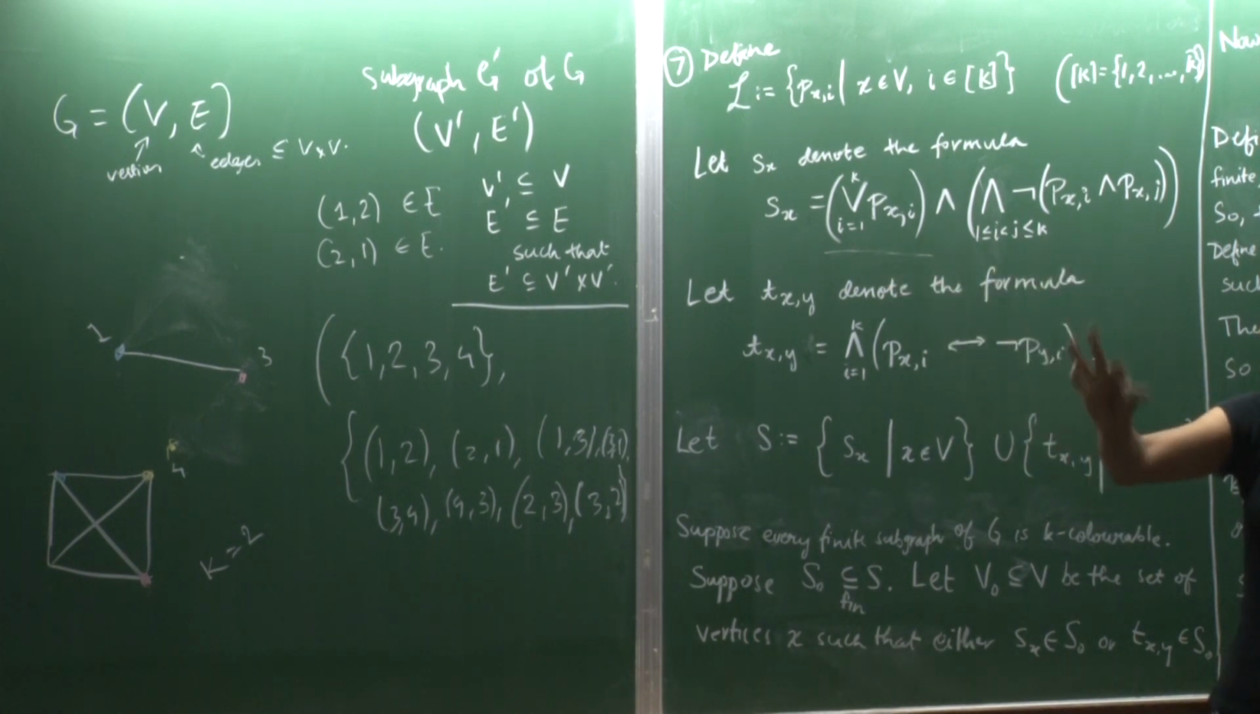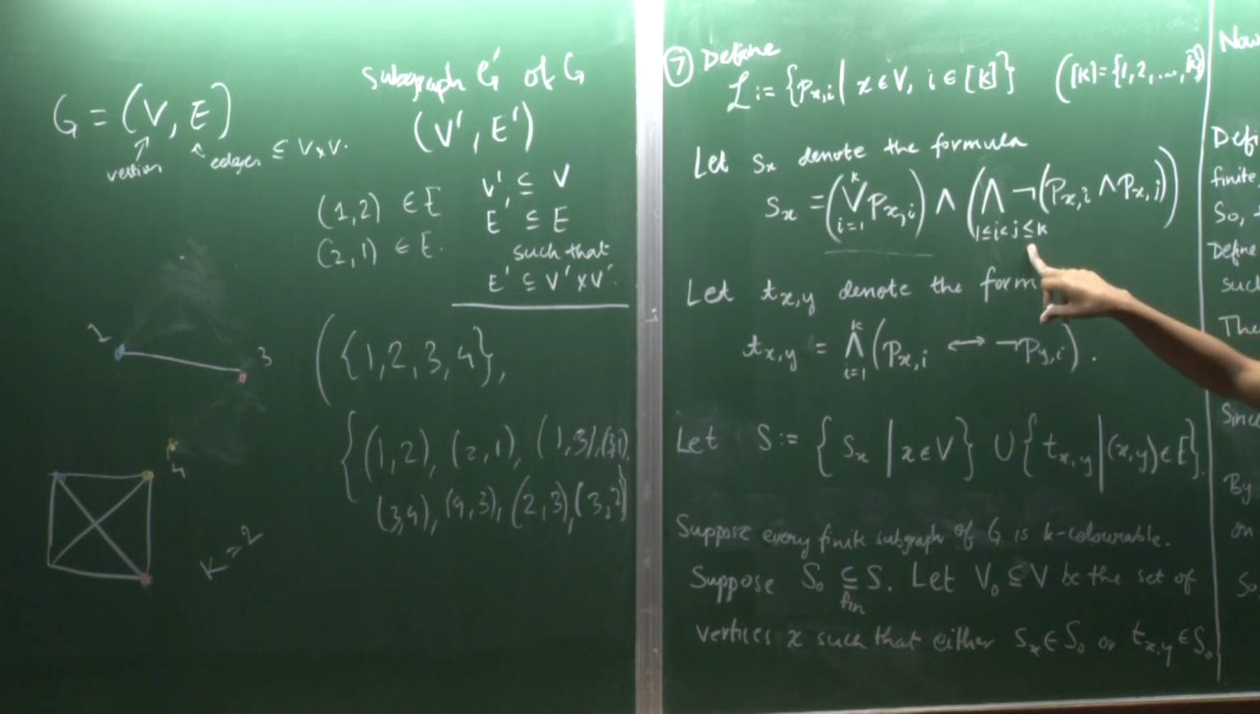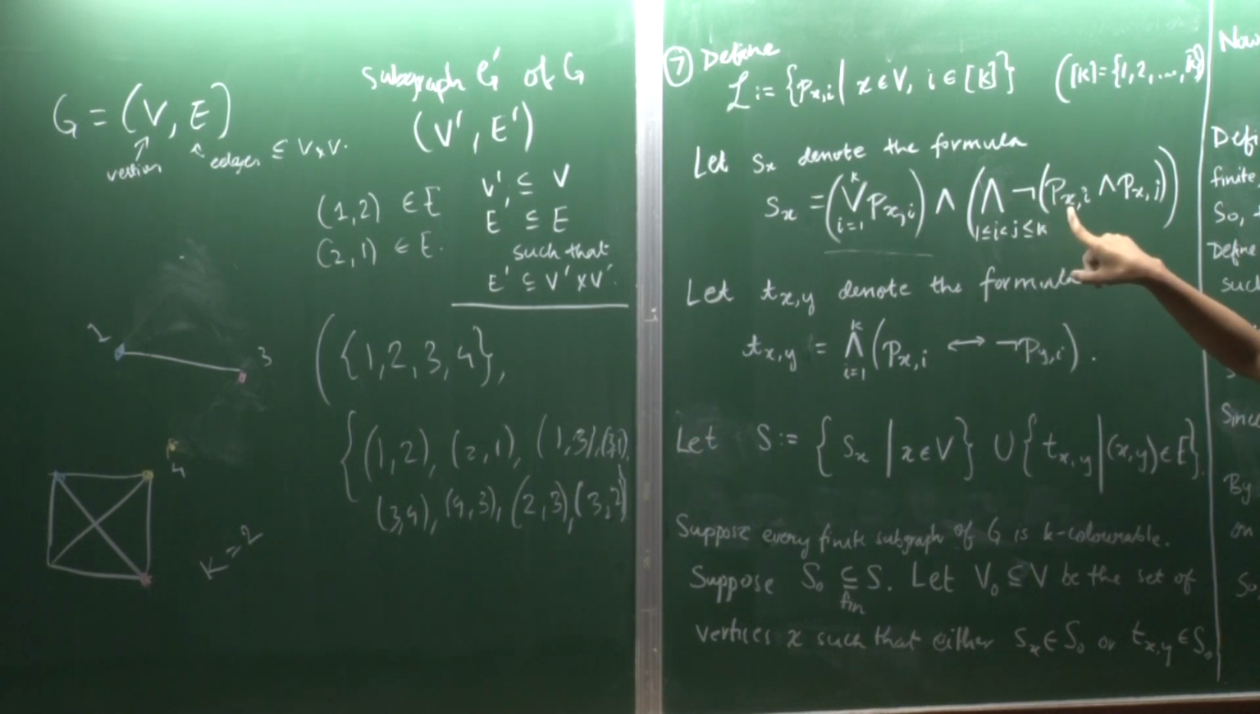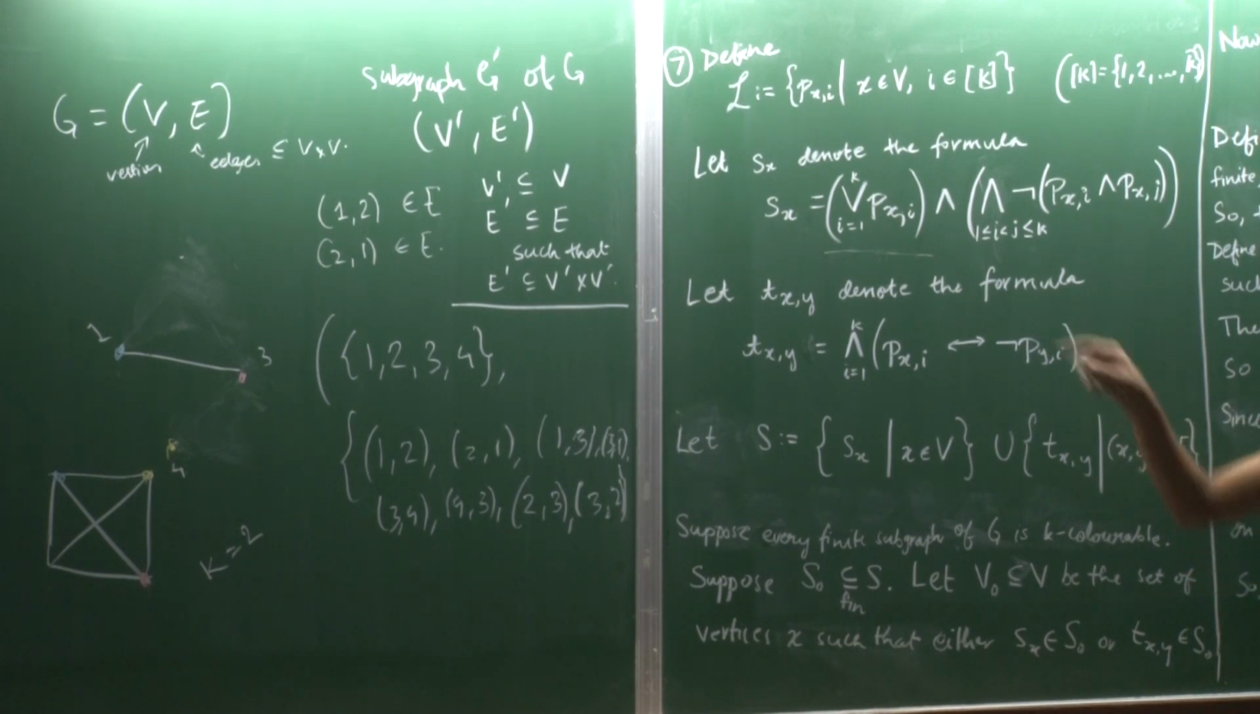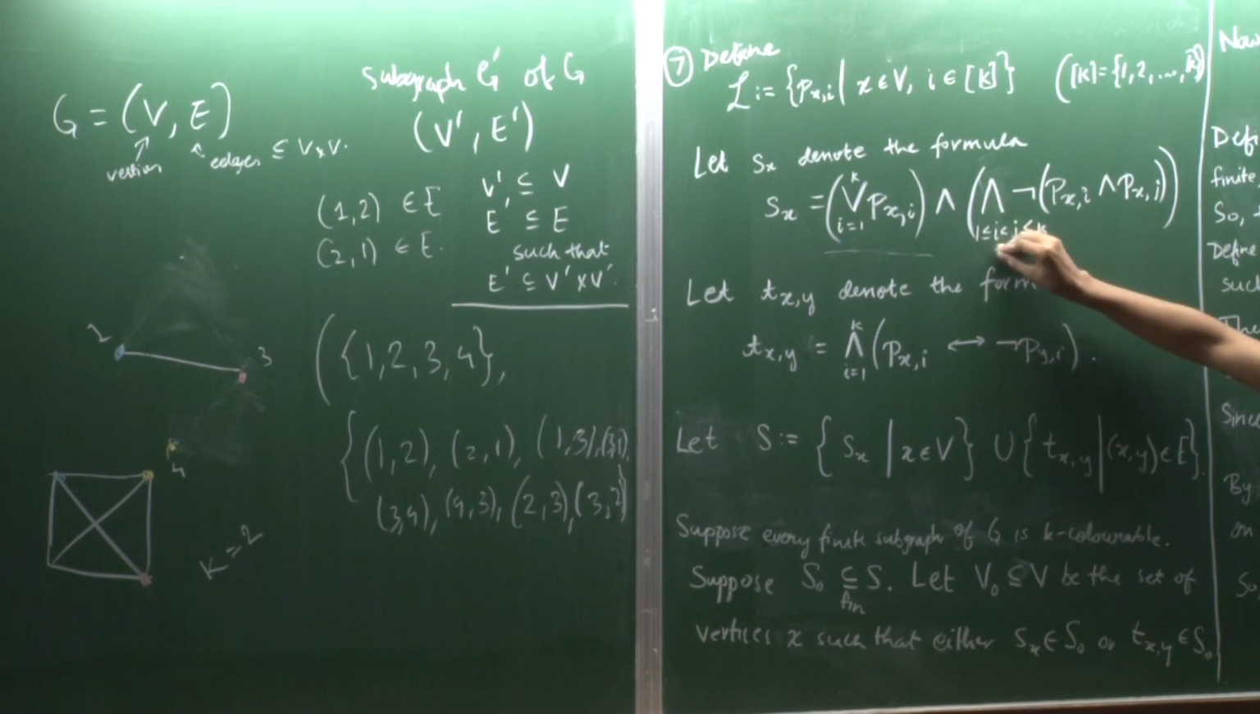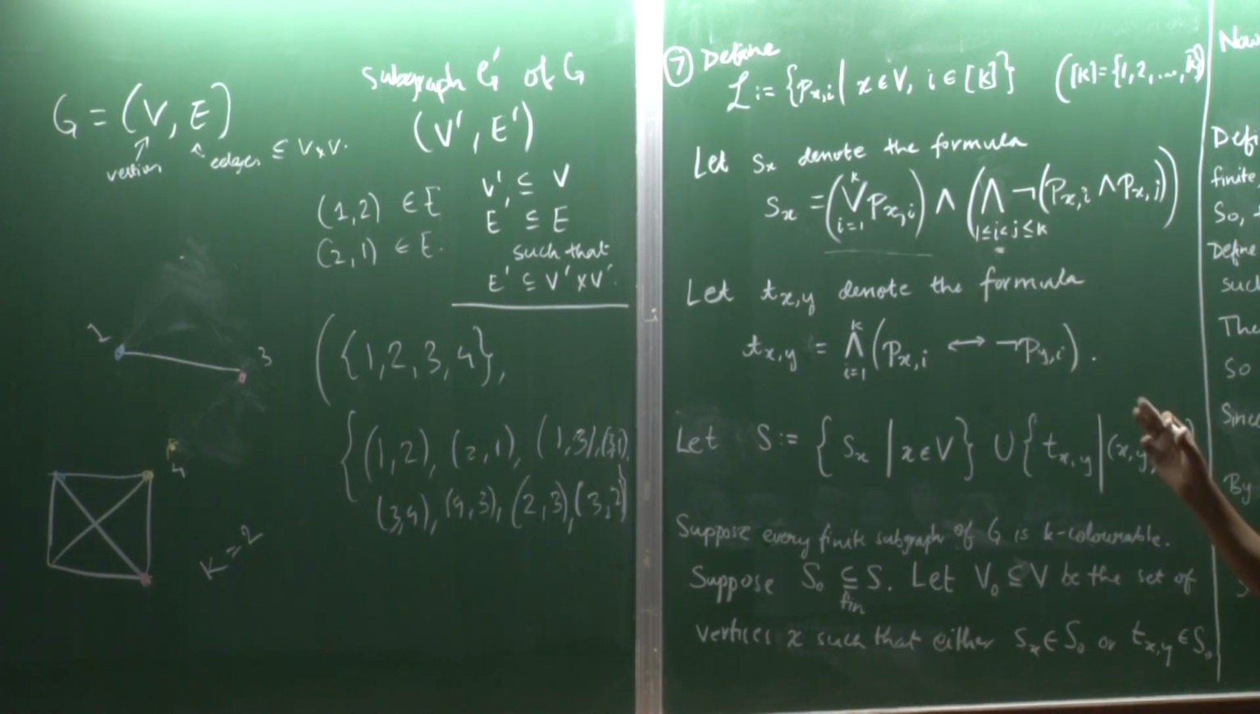So that's the first part that's done. The second part should tell you that a vertex doesn't receive more than one color, which is exactly what the second thing is doing, that for each i less than j, so i and j are colors, it does not happen that both Pxi and Pxj are true. So the vertex doesn't receive both the color i and the color j. Right. So Sx intuitively should denote the formula that each vertex gets exactly one color. Any questions?